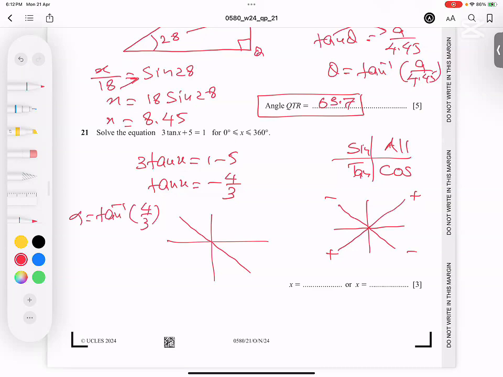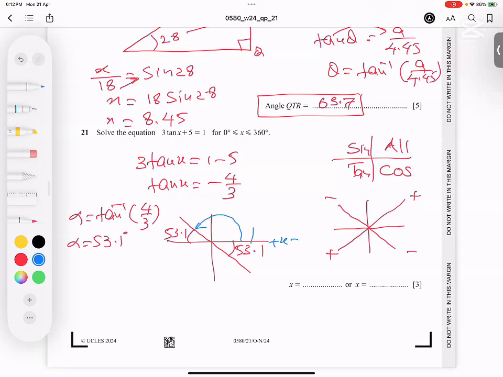So when I type in calculator, I got 53.1 degrees. This I must write between the line and the x-axis. Please don't put it here, that's wrong. Line and x-axis, that's the rule. And what is the rule of measurement? Start from the positive x-axis, move anti-clockwise till the line.